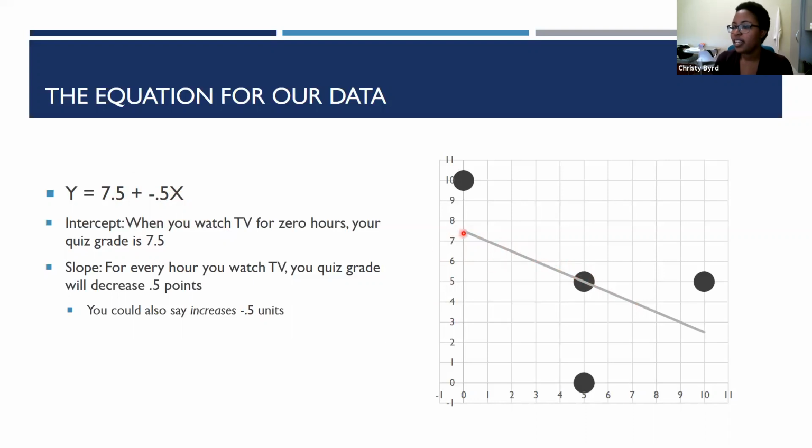Basically what's happening is that people who are not watching TV are doing pretty good on the quiz, but the people who watch more and more TV, they're not doing quite as well. That's what we're learning from this data set here.